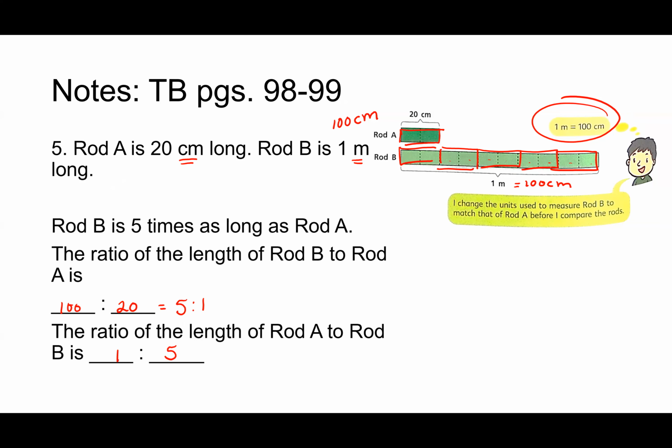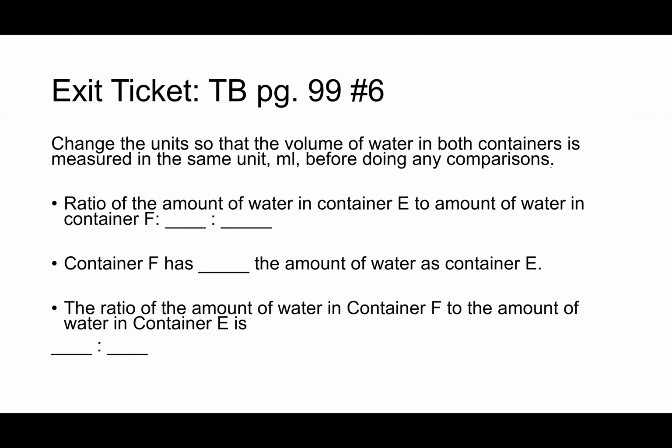Okay, let's take a look at this exit ticket together. It says change the unit so that the volume of water in both containers is measured in the same unit, milliliters, before doing any comparisons. This is number 6 on page 99. I think you're going to have to turn there. So you guys should know that 1 liter equals, anybody remember from science? How many milliliters does 1 liter equal? Uzziah? Is it 1,000? Yeah, 1,000 milliliters. Great job. Okay, go ahead and change and turn to page 99 and work through number 6.